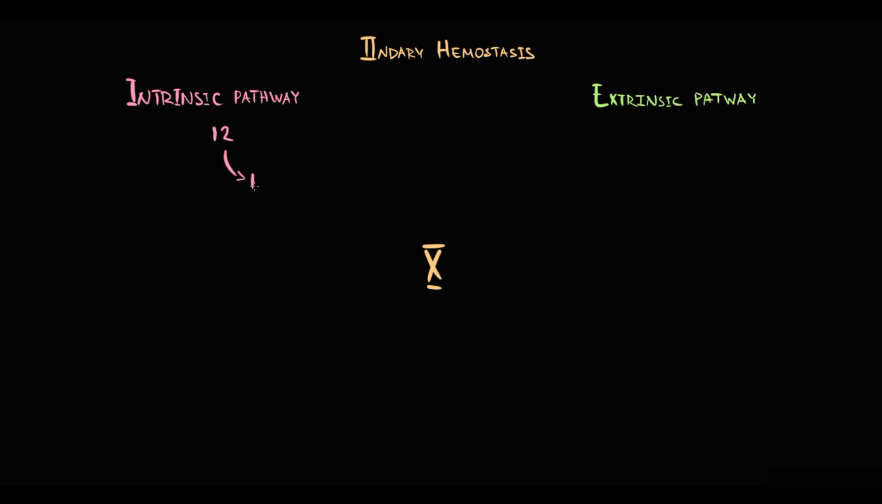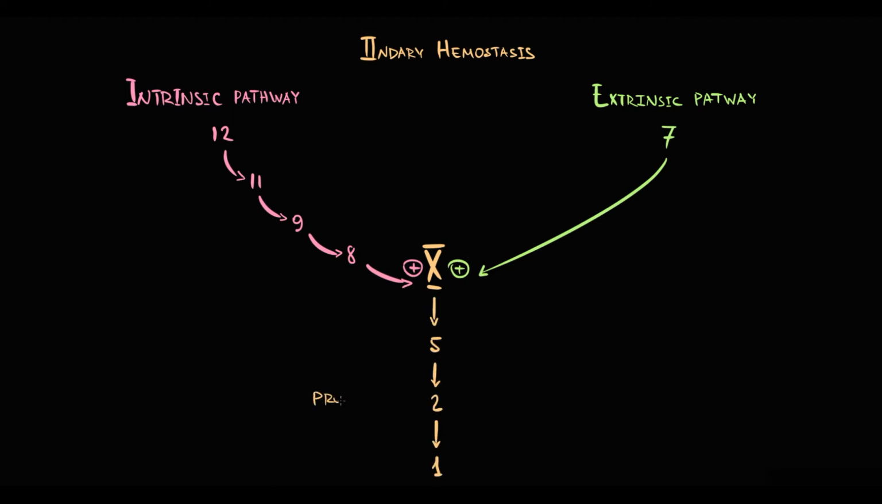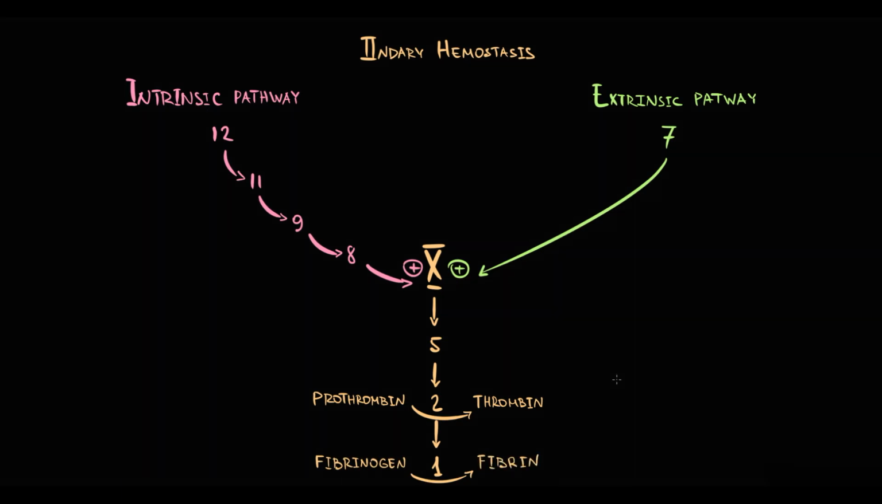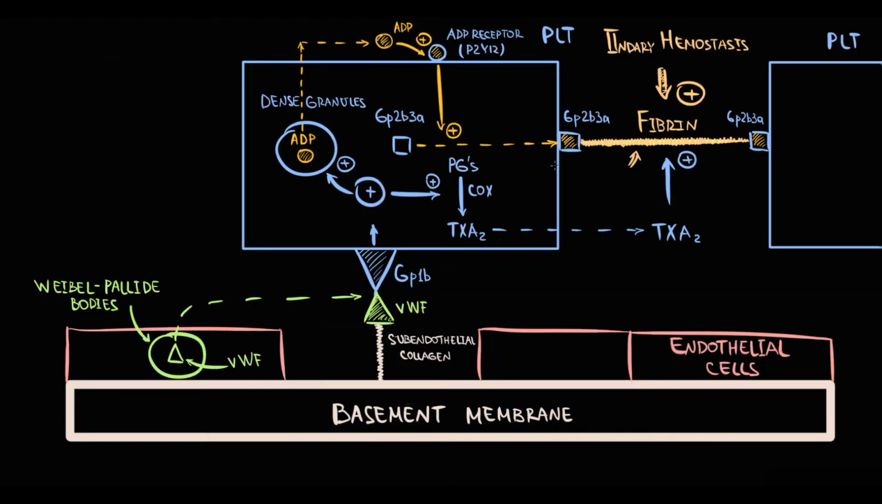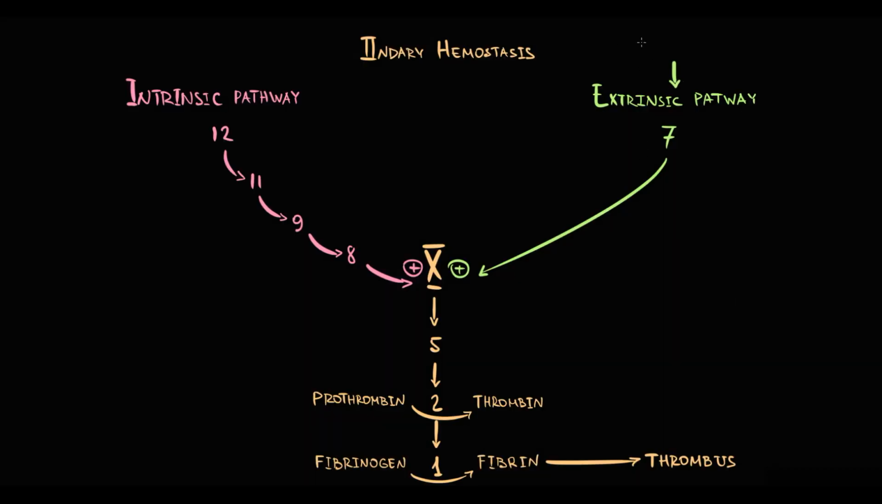The intrinsic pathway consists of factors from 12 to 8. The extrinsic pathway consists of just factor 7. Activation of factor 10 results in activation of factors 5, 2 and 1. Factor 2 is called prothrombin, which with activation becomes thrombin, and factor 1 is called fibrinogen, which with activation becomes fibrin. And exactly fibrin makes from the platelet plug a formidable thrombus. So secondary hemostasis converts the platelet plug into a thrombus. To assess the extrinsic pathway, we use prothrombin time and international normalized ratio. For assessment of the intrinsic pathway, we use partial thromboplastin time.